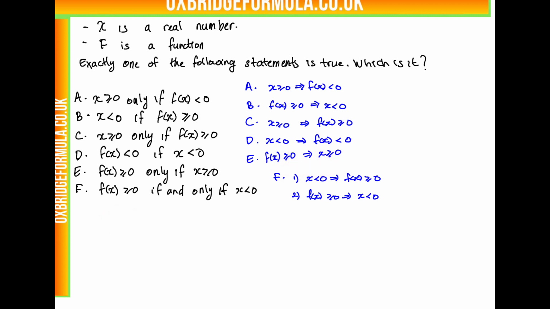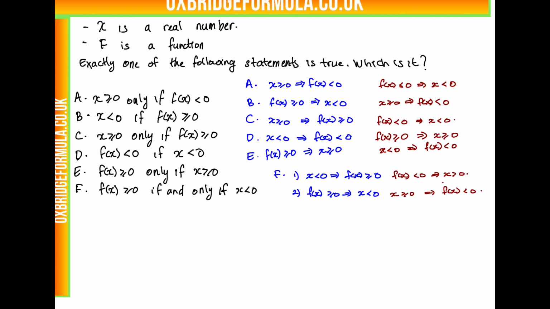And F is an if and only if statement, so there are two parts to it. The first part is that if x is less than 0, then f of x is bigger than or equal to 0. And the second part is if f of x is bigger than or equal to 0, then x is less than 0. Now, each of these statements also implies other things, which we should look at now.